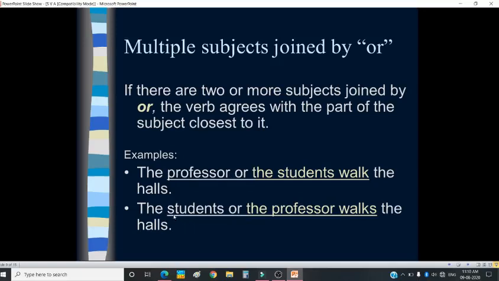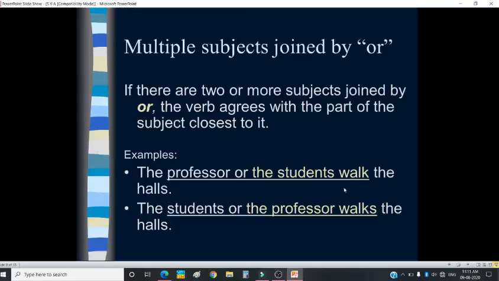In this case, the students or the professor walks the halls. You see the difference here? Students, then walk. Professor, then walks. So in this case, we have to consider the subject just before the verb. Depending on this subject, we decide whether it is a singular or a plural subject, and as per that rule, it is walks or walk.